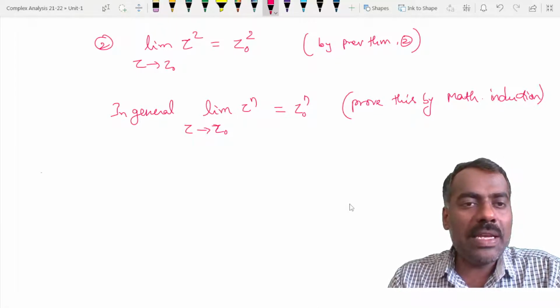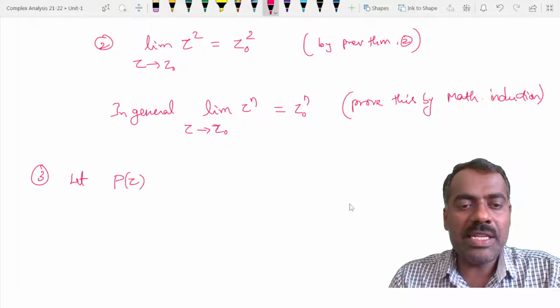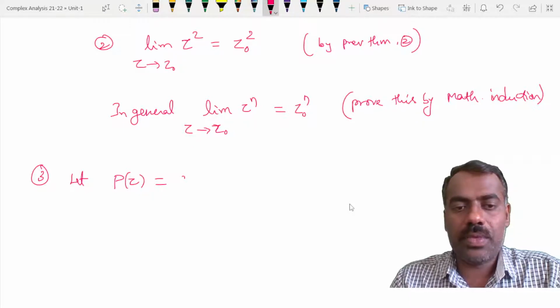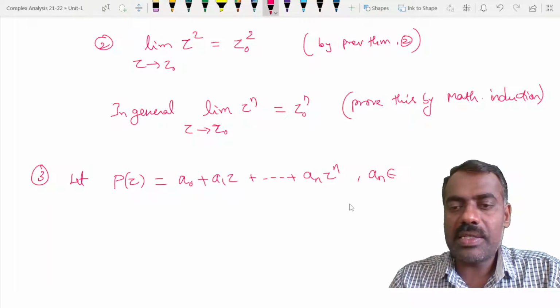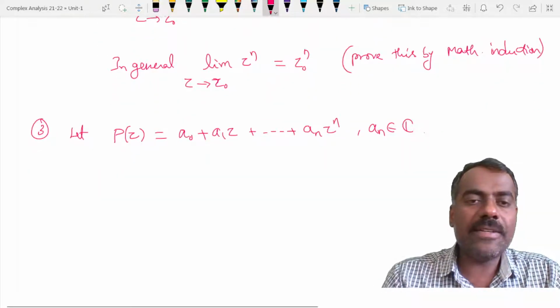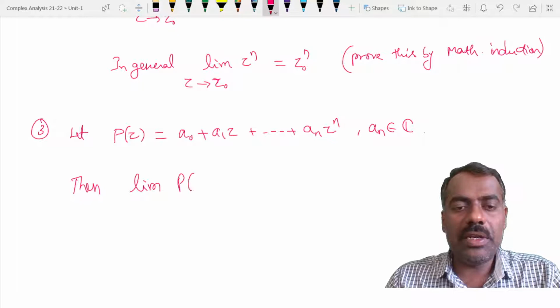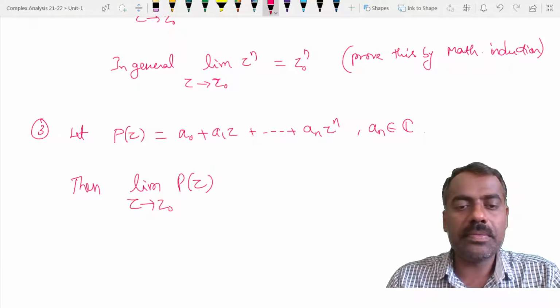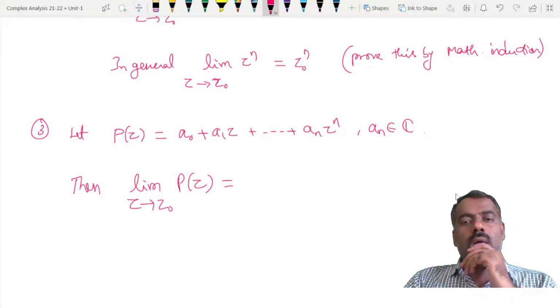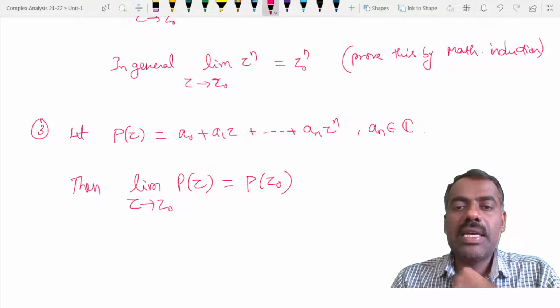Now if you take a polynomial, how can you write it? Let p of z be, say, a naught plus a1z plus and so on, an z power n, where the ai's are complex numbers. So it is a polynomial whose coefficients are complex numbers. Is this clear? Then what can you say about the limit of this p of z as z tending to z naught? P of z naught. Very good. Is that clear why it is true?